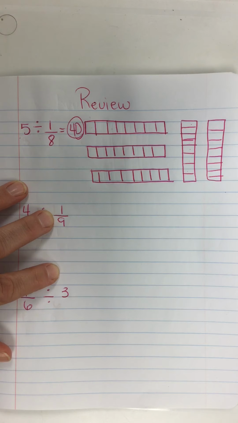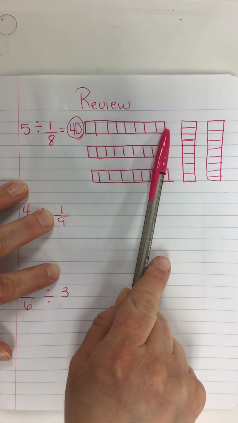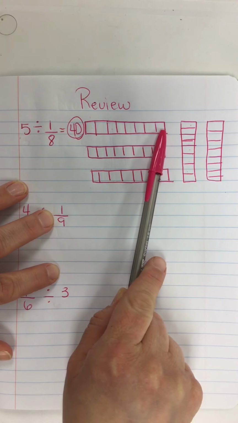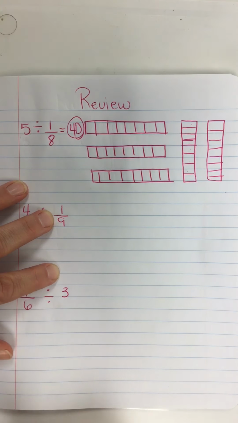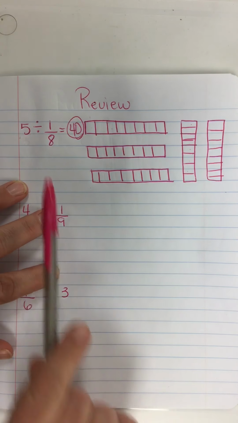Okay, so think about it as this is a pan of brownies, and each pan has 8 brownies in it. I have 5 pans. How many people can get a brownie? 40.